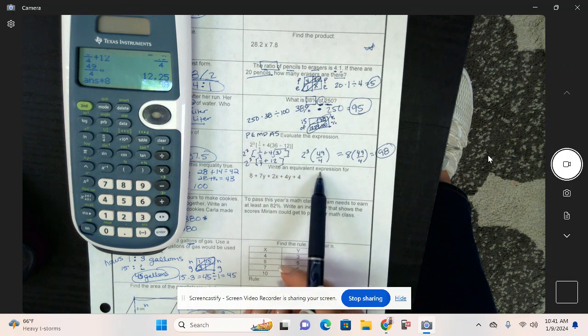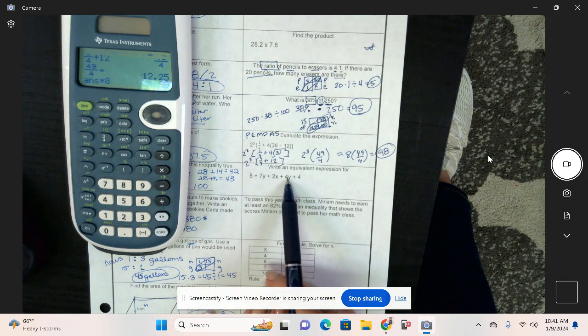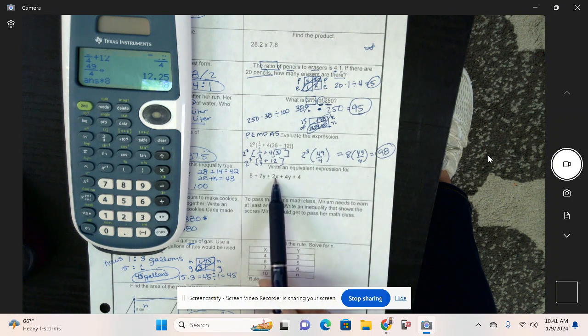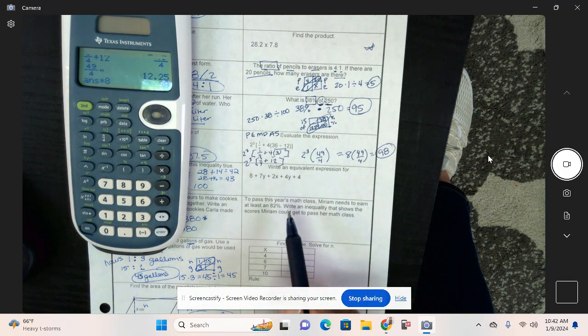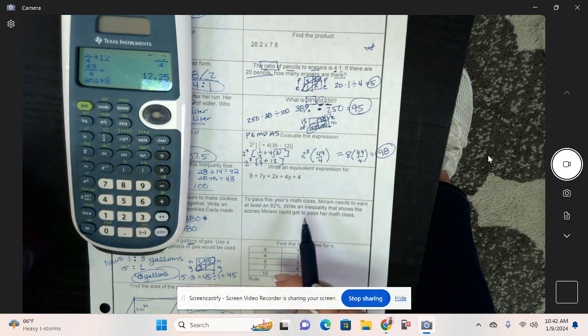It says write an equivalent expression for 8 plus 7y plus 2x plus 4y plus 4. And we do this by combining like terms. So terms that are the same. Remember, terms are our chunks or our pieces. So we're going to put things together that are the same. And so I have a saying that if they have the same letter, they can go together.